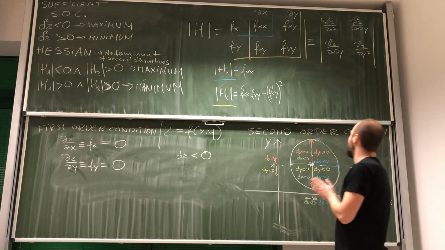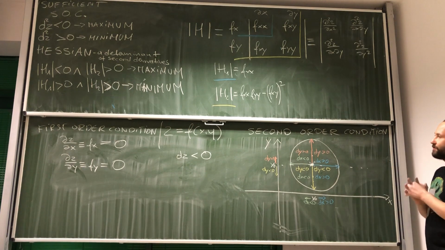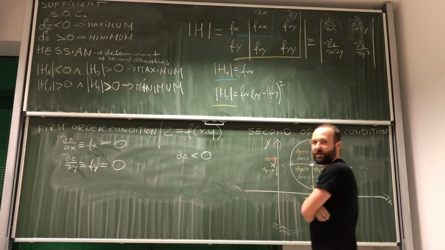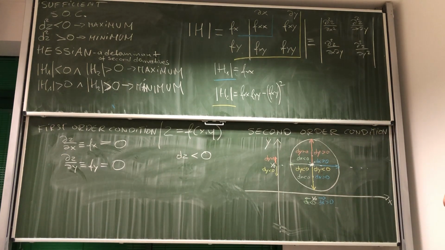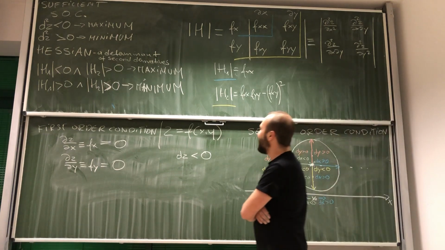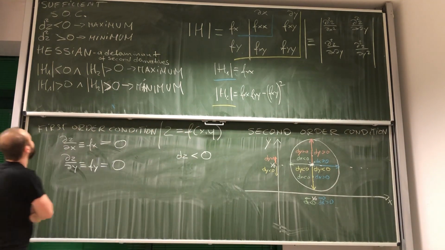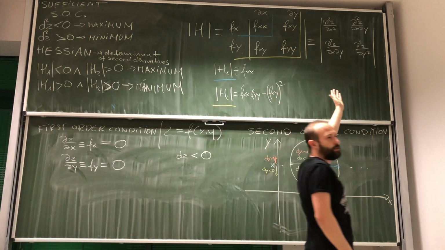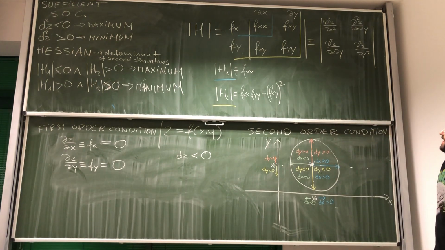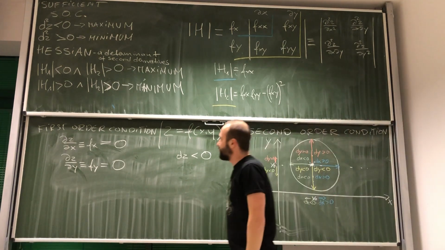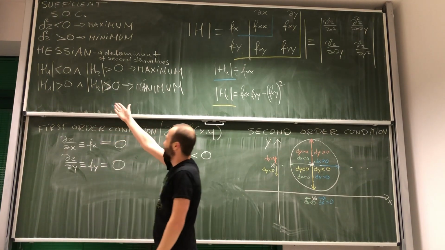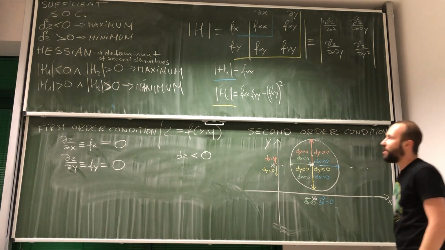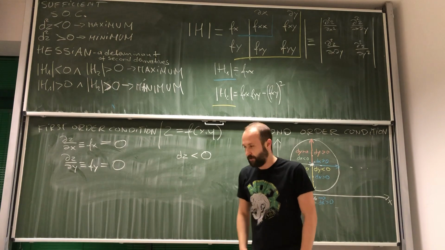So to summarize: if we want to find a maximum or minimum of a three-dimensional function, we use the first-order condition. We calculate first derivatives, equate them both to 0, and solve. Then we move to the second-order condition and calculate the Hessian, which is the determinant of second derivatives. If the first principal minor of the Hessian, H1, is smaller than 0, while H2 is bigger than 0, it is a maximum. If they are both positive, this is a minimum.